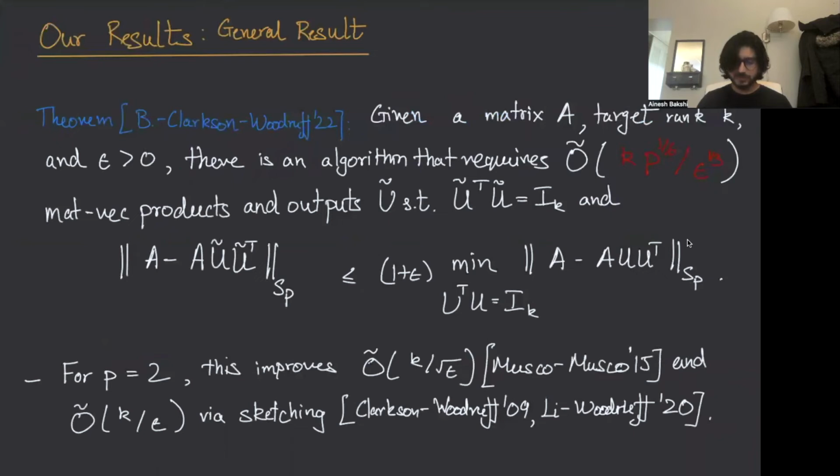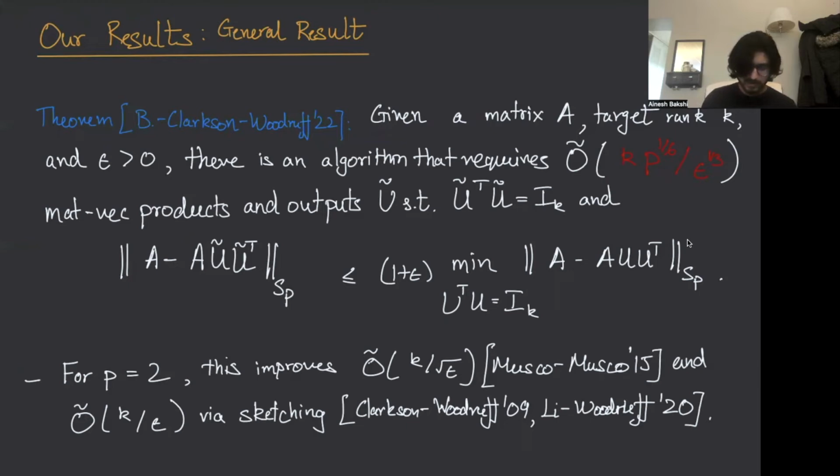Okay, more generally, what we show is for the rank k version of the problem, our algorithm requires k times p to the 1/6 over epsilon to the 1/3 matrix vector products, where p is the Schatten p norm that we would care about. And again, the guarantee is that we output a rank k projection such that its error is at most 1 plus epsilon times OPT in any Schatten p norm. The quantification over p is that this result is true for any p greater than or equal to 1.